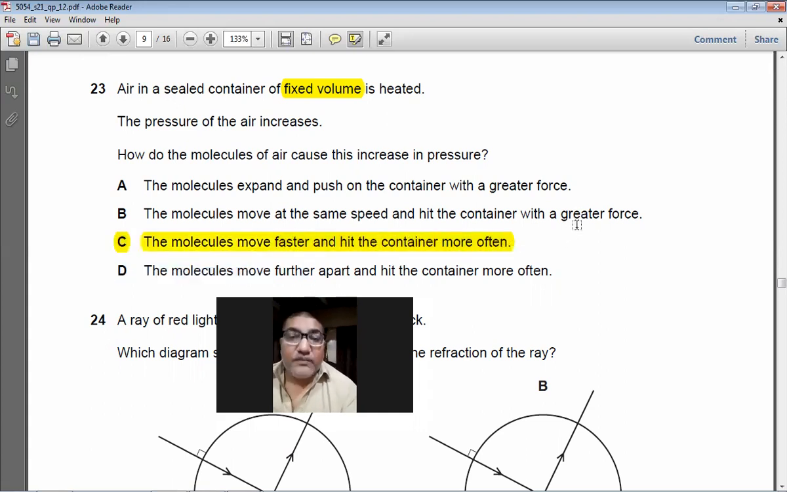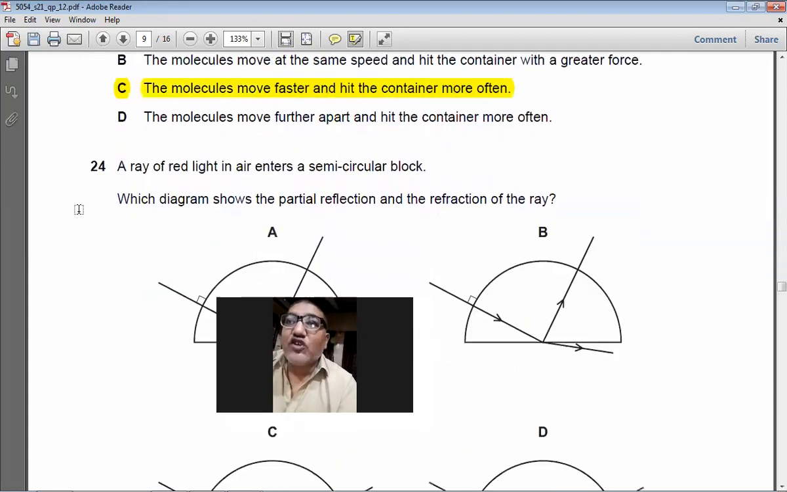Because the temperature has increased, which means the average kinetic energy has increased, which means that the molecules of the gas are now moving faster. And their collision frequency with the walls of the container has increased, so they will be colliding more often. They hit the container more often. Option D is the molecules move further apart and hit the container more often. The molecules cannot move further apart because the volume of the gas is constant. So C is the right option, sir. Question number 23, C is the right option.